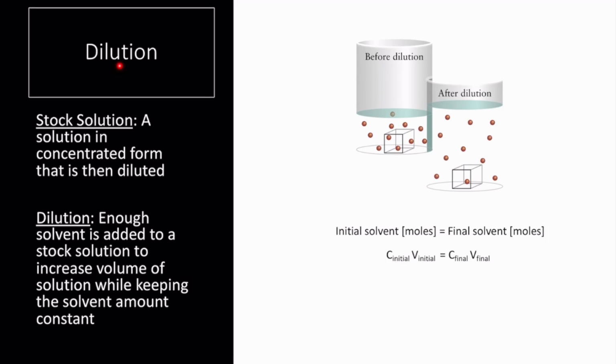Let's talk about dilution. First, let's define two concepts. A stock solution is a solution in concentrated form that is then diluted. And dilution is defined as enough solvent is added to a stock solution to increase the volume of solution while keeping the solute amount constant. As an example, in this figure we have a stock solution.